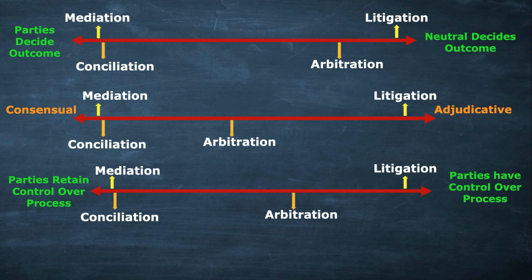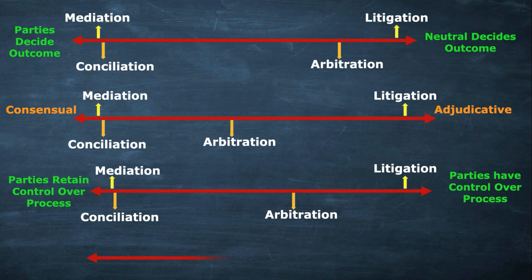Parties retain control over process means everything is in the parties' hands. Parties have control over process means what? Parties collect the evidence, as you can see in litigation. Parties can hire a representative to present their matter in the court. Such process-related things parties manage, but here the party retains control over process. So you need to understand the difference between these two terms.